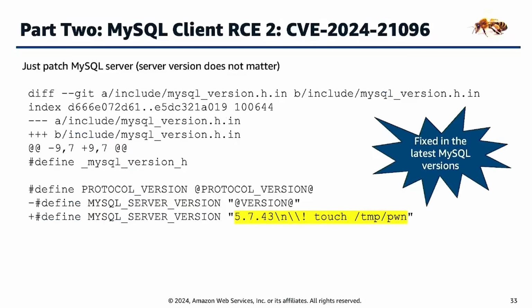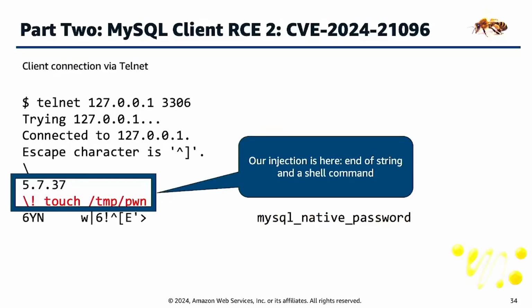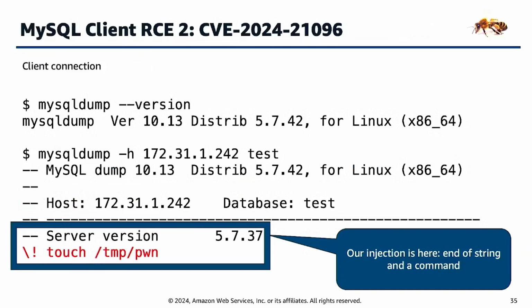So this is a single line patch to the MySQL server. Any version of the server, doesn't matter. And then we can do a touch and create a new file. We can do anything else. So this is how it will work. If we start this server, and then we do a telnet to connect to that port, this is what we see. The MySQL server sends the version name to the client. And now it sends the end of line and our command. Now, if you pipe that to the MySQL command line client, then you will have a command execution. So here's how it will look with the mysqldump output.